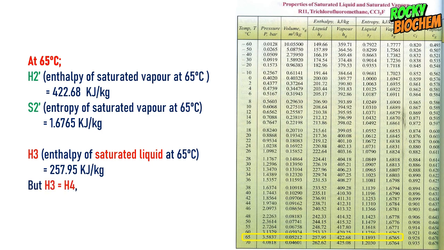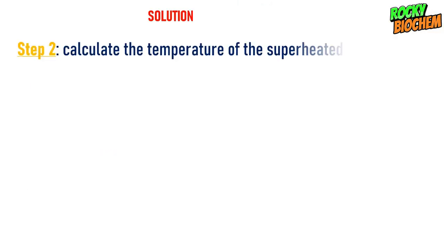And hence, we will get our H4 to also be equal to 257.95 kilojoule per kilogram. Now, let's continue with step 2. After getting all the parameters that I have made mention of, let's move on to calculate the temperature of the superheated liquid before we continue, because if you don't have that particular T2, we can't continue with the other calculations.